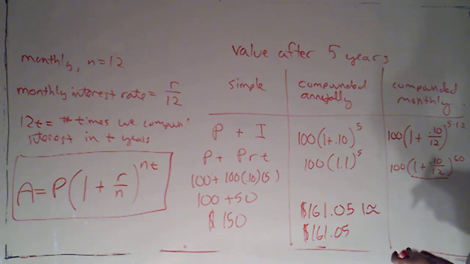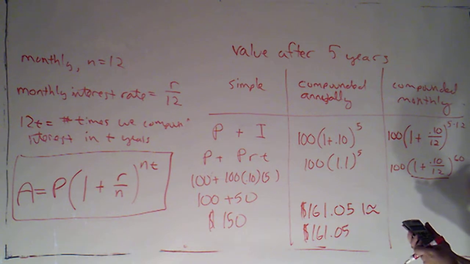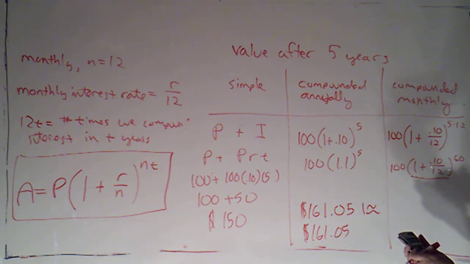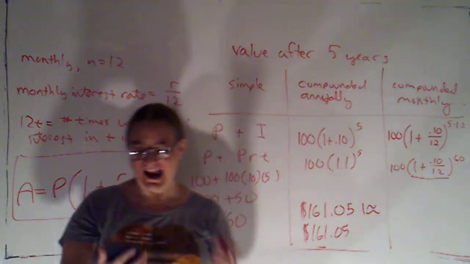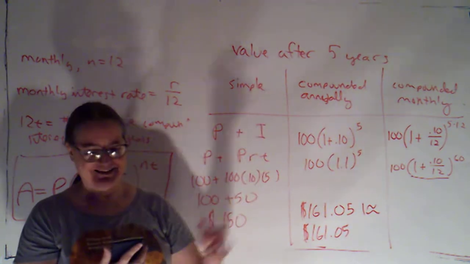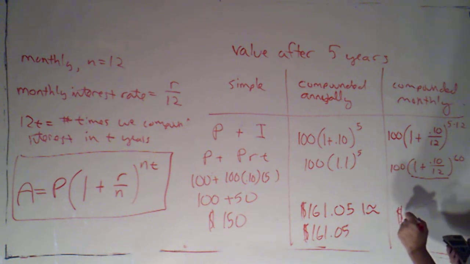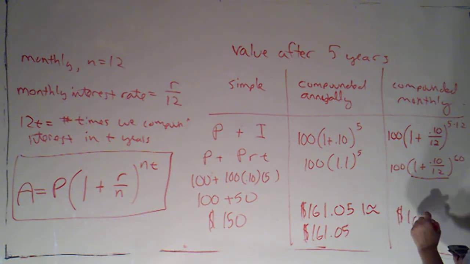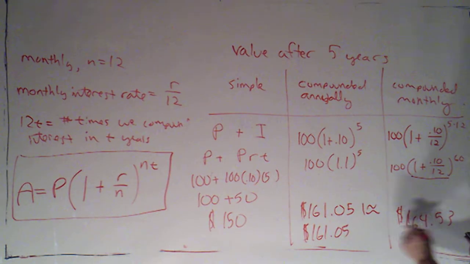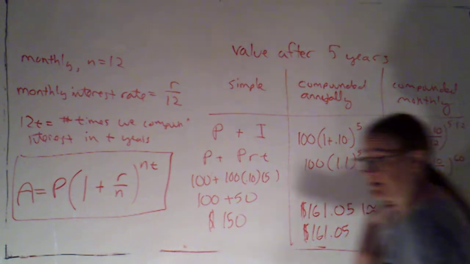And something went wrong, so I'm going to do it again. 1 plus 0.1 divided by 12 raised to the 60th. Sorry about that. I think I didn't hit the equal sign hard enough because I still had the other thing. Okay, and then times 100. So that's going to give me $164.53. And again, I've rounded to the nearest cent.